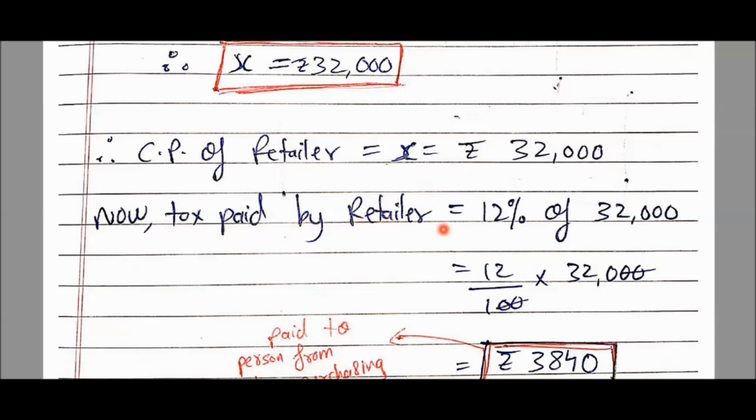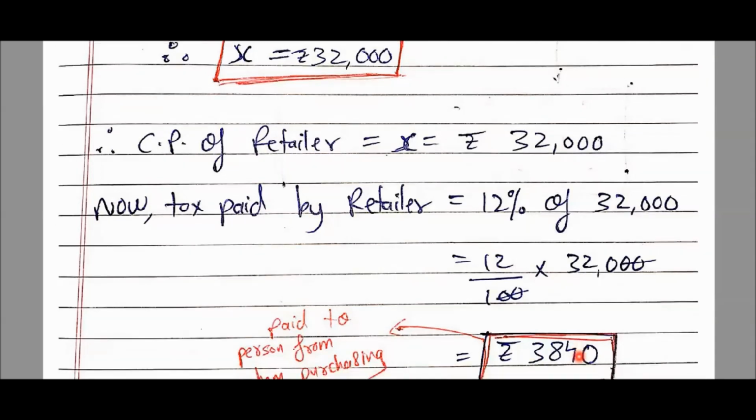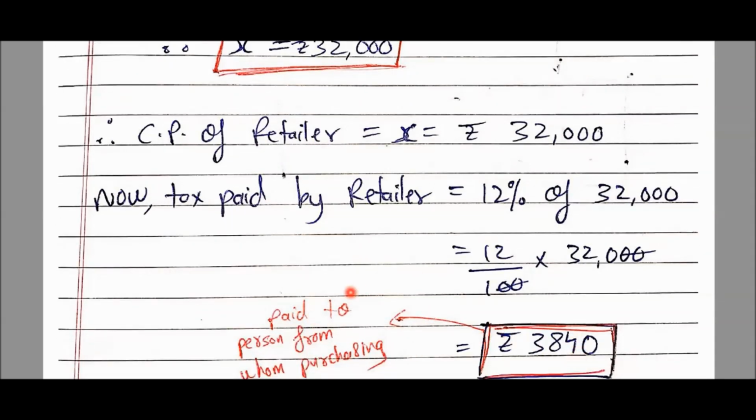Now tax paid by the retailer is the rate given in the question of the selling price of the wholesaler who sold to the retailer. So 32,000 here. So it came to be 3,840. Understood, students? This much tax the retailer paid to the person from whom he purchased.